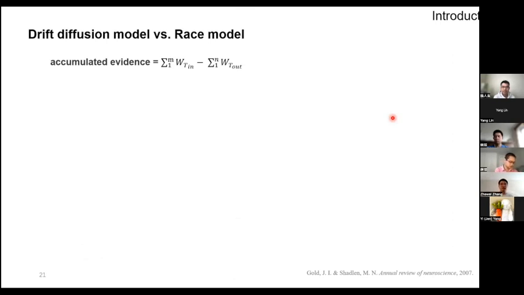And the last thing is about this accumulated evidence. The accumulated evidence is actually the difference between the evidence supporting the T in target and supporting the T out target, so it's correlated with both variables. It's possible that the neurons may be only selective to the accumulated evidence supporting the T in target. And actually, this was predicted by another decision-making model called the race model.